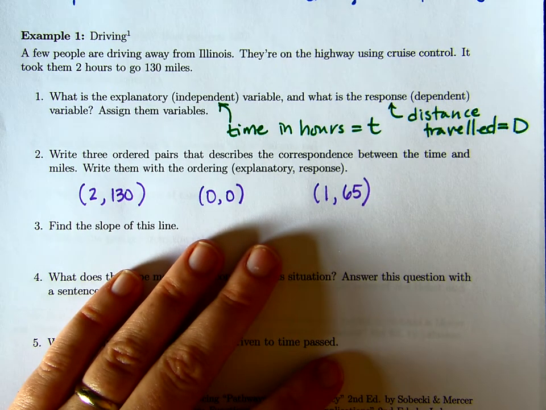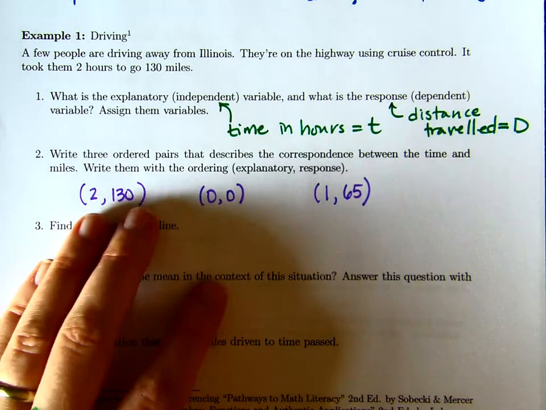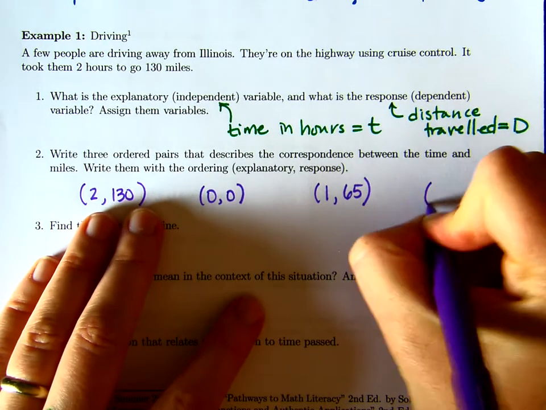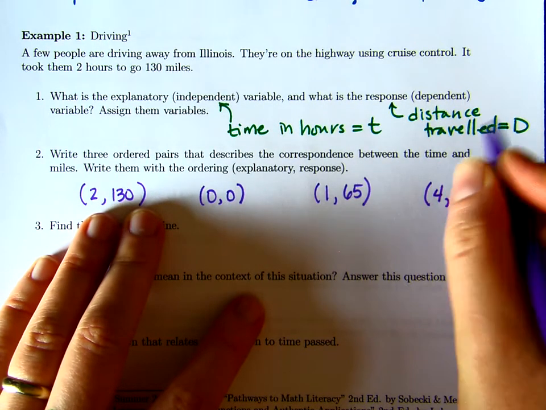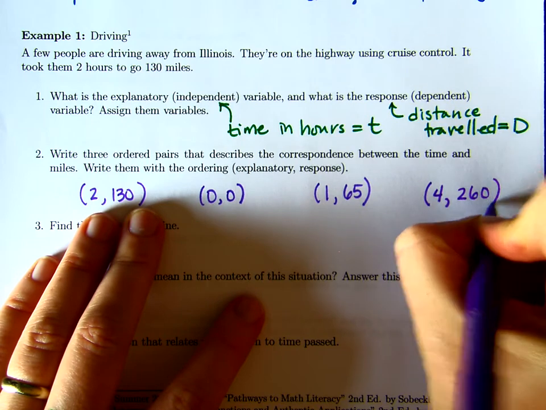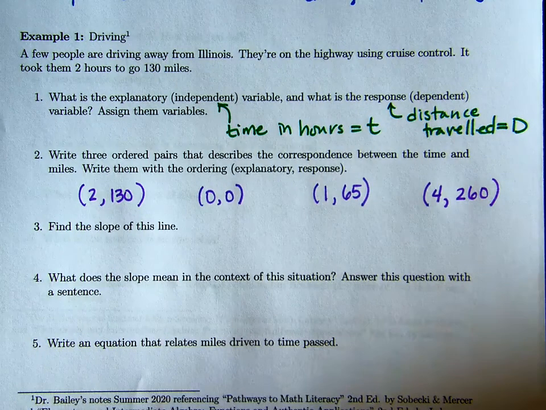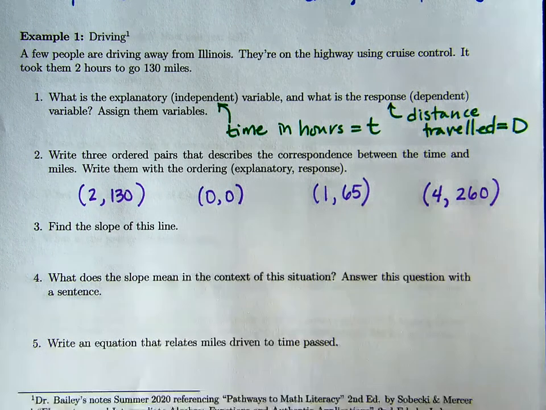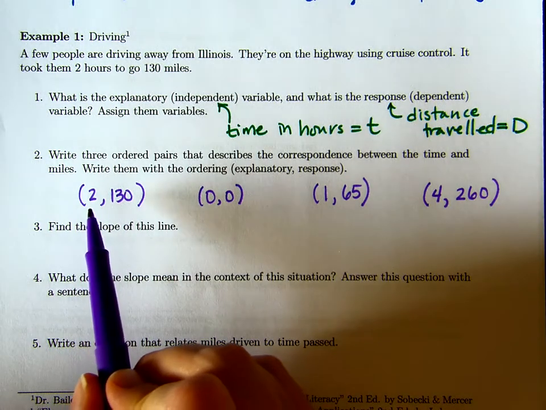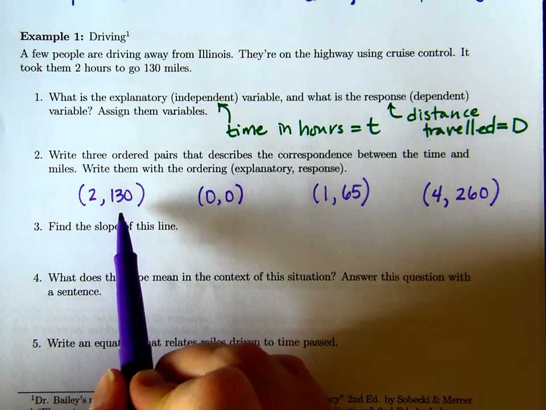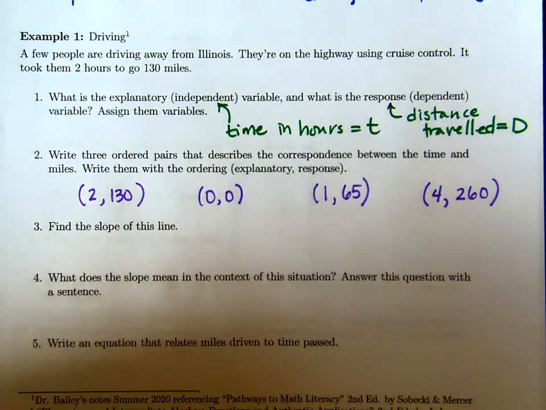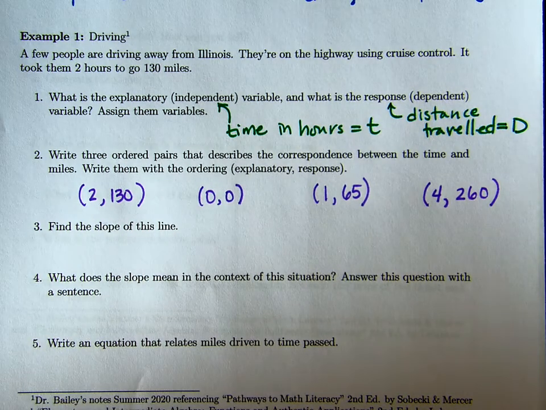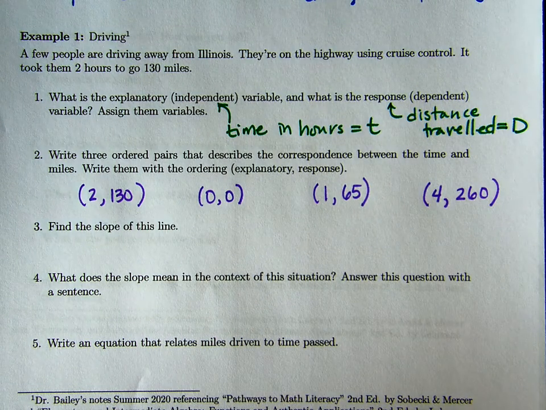And you could scale this up. We could double this. You're cruising along for 4 hours and you end up going 260 miles. There are a lot of ordered pairs that you could write here. But we want the time, the explanatory, to explain the distance, which is the response. Find the slope of this line. Well, I claim we actually found it.